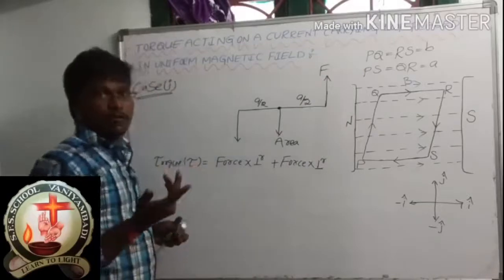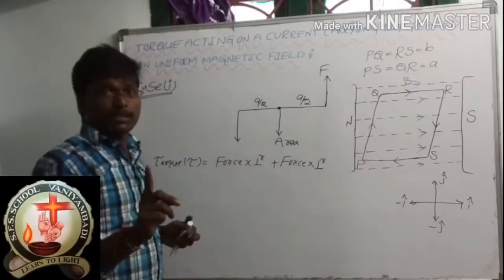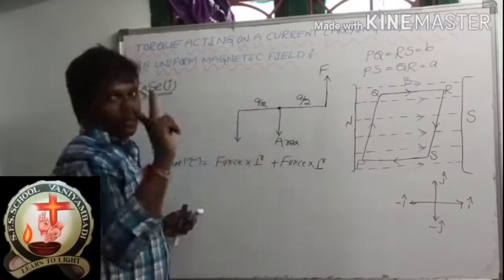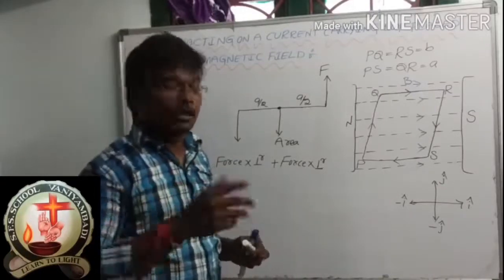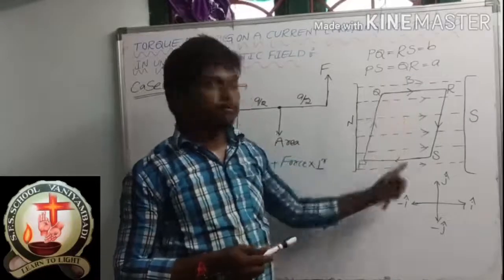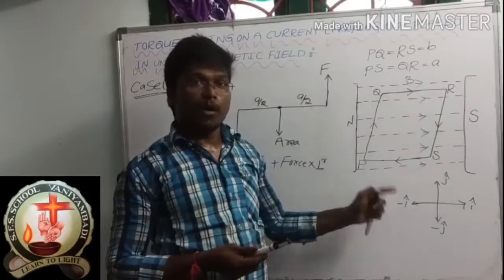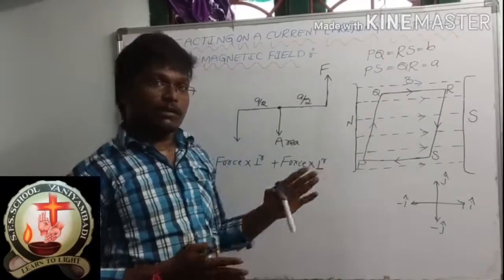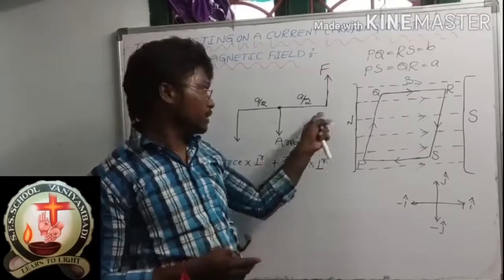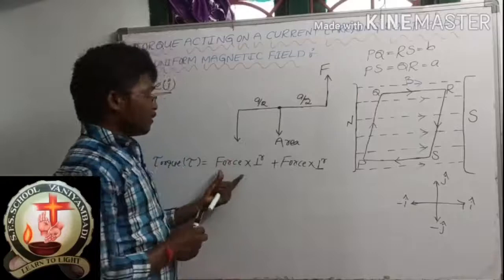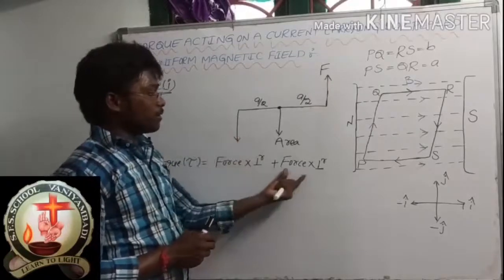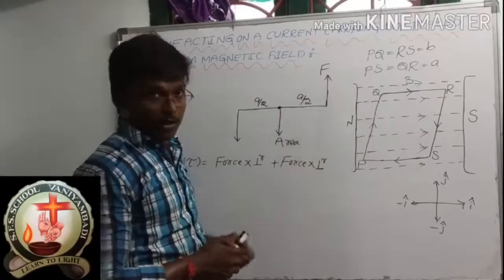What is actually the torque formula? Force into perpendicular distance. But how many forces are here? 2 forces. What about the remaining 2 forces, master? I told you already that the remaining 2 forces are zero. Okay. The remaining 2 forces are 0. What are the remaining 2 forces? This is one force and this is another force. Okay. So force into perpendicular distance of this force. Force into perpendicular distance. Okay, torque formula.